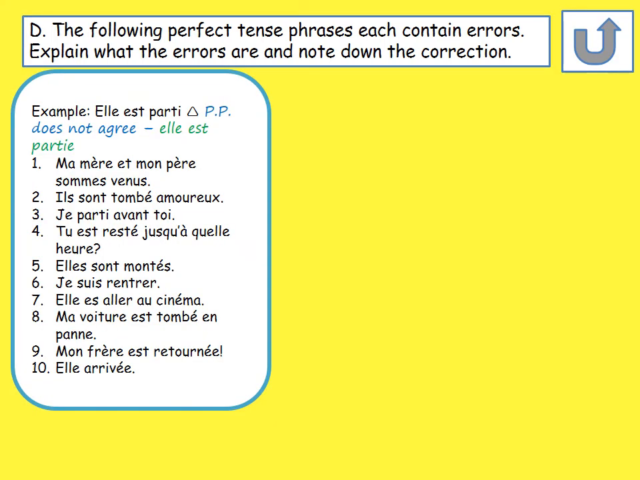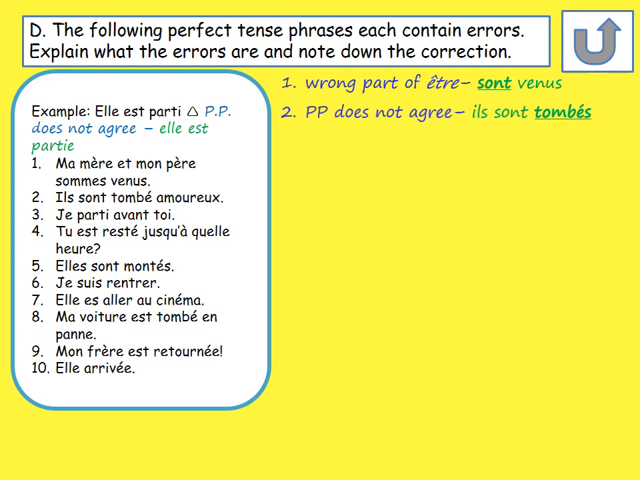How did you get on? Could you work out what the errors were? Could you explain them? So we went through the first one together, didn't we? Ma mère et mon père. It's the wrong part of être. It should be sont venus. Number 2. Ils sont tombés amoureux. Something's missing, isn't it? The past participle does not agree. It needs an S because it's plural.